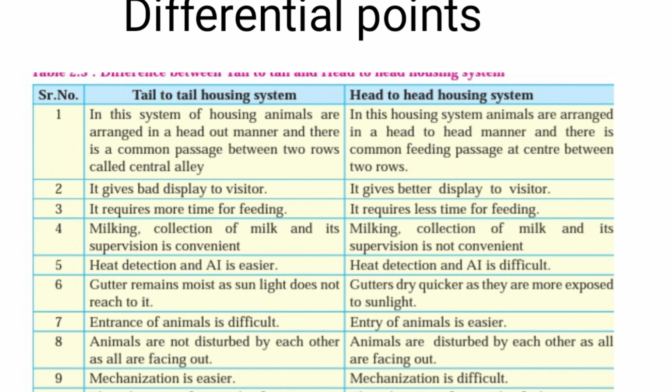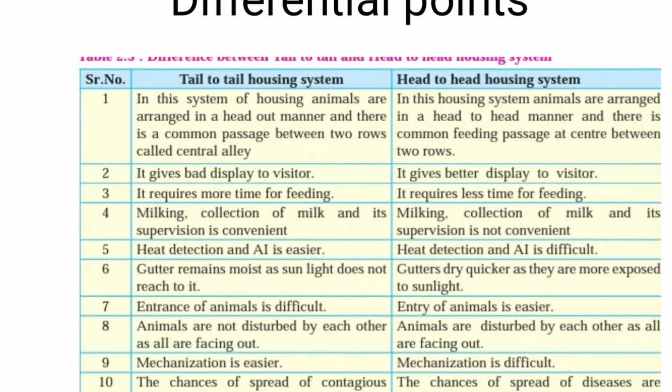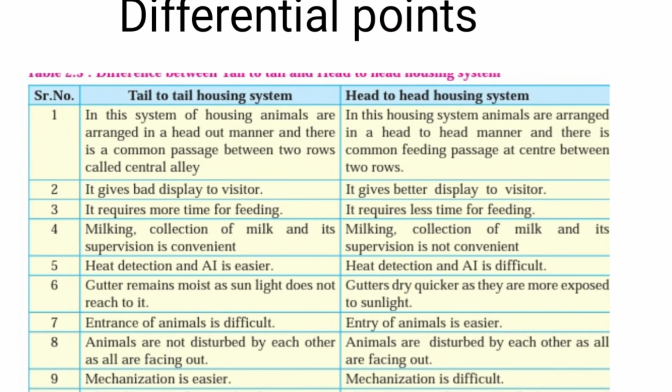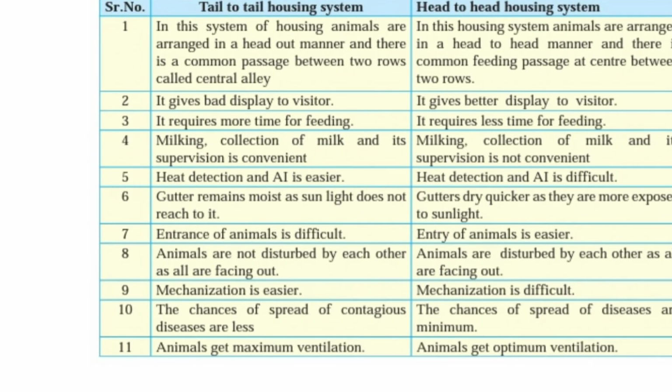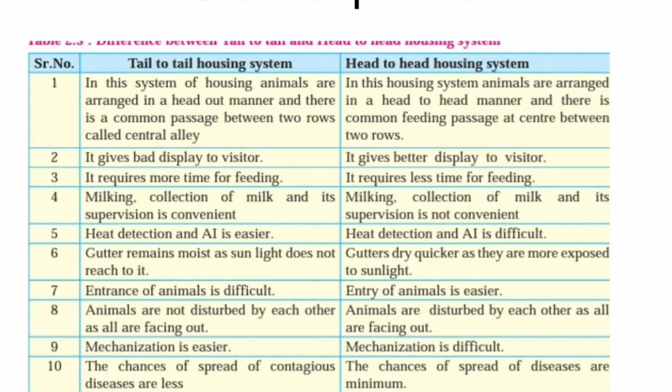In examination, a question may be asked to differentiate between tail to tail and head to head housing system, or the two systems of conventional housing. So at that time, minimum 6 to 8 points one should remember. It includes the structural details and merits and demerits of each system. So you need to study that and remember the things accordingly.